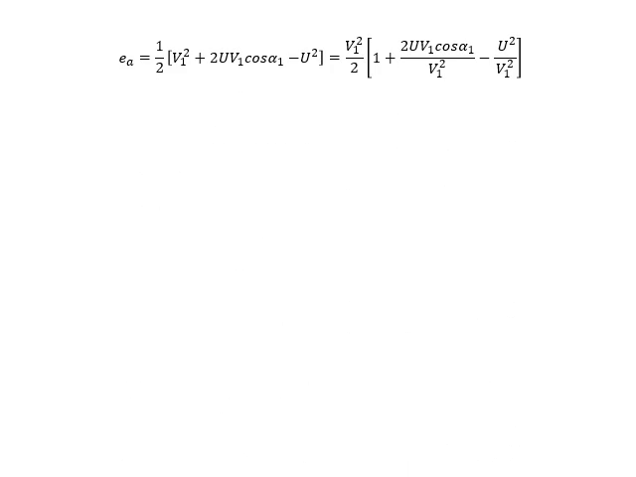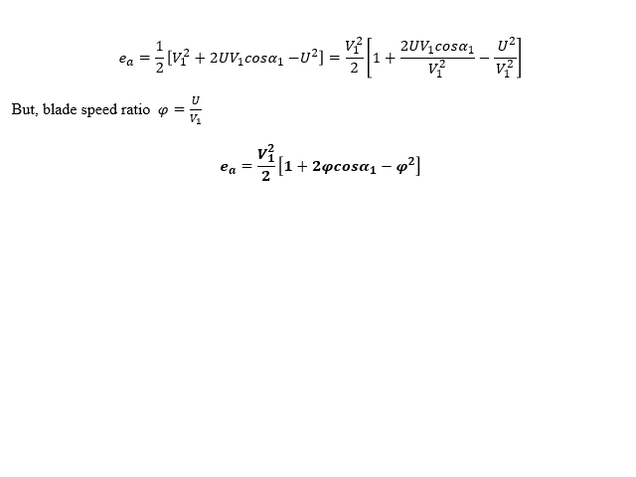Then the energy available, E_A, is equal to half into (V1 squared plus 2 U V1 cos alpha 1 minus U squared), that is equal to V1 squared by 2 with V1 squared taken outside. Now 1 plus 2 U V1 cos alpha 1 by V1 squared minus U squared by V1 squared. The speed ratio is given by phi equals U by V1.